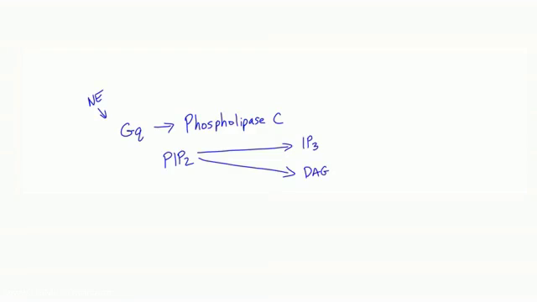IP3 is inositol triphosphate, and inositol triphosphate increases intracellular calcium. Again, calcium is very important. That increase in intracellular calcium can then mediate any number of different effects. And then the other chemical, when PIP2 is cleaved, it also produces DAG, which is diacylglycerol. And that diacylglycerol has the downstream effect of activating an enzyme called protein kinase C. So the downstream effect of activating phospholipase C is the activation of protein kinase C. So that's pretty easy to remember. Associate those C's together. And then also C for calcium.